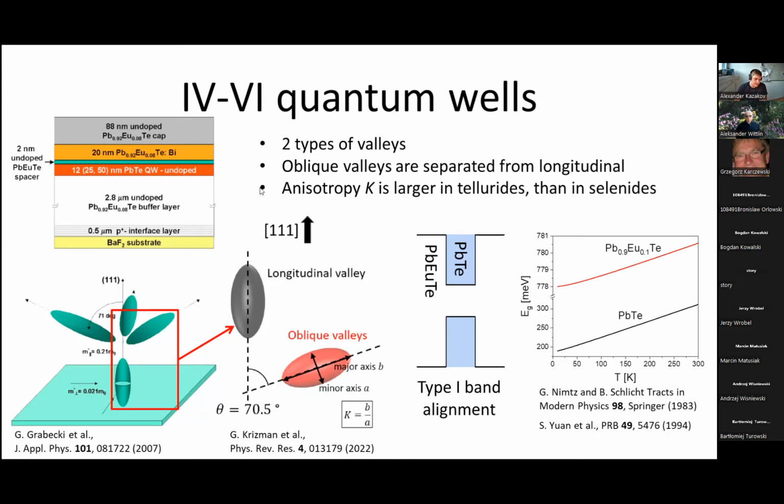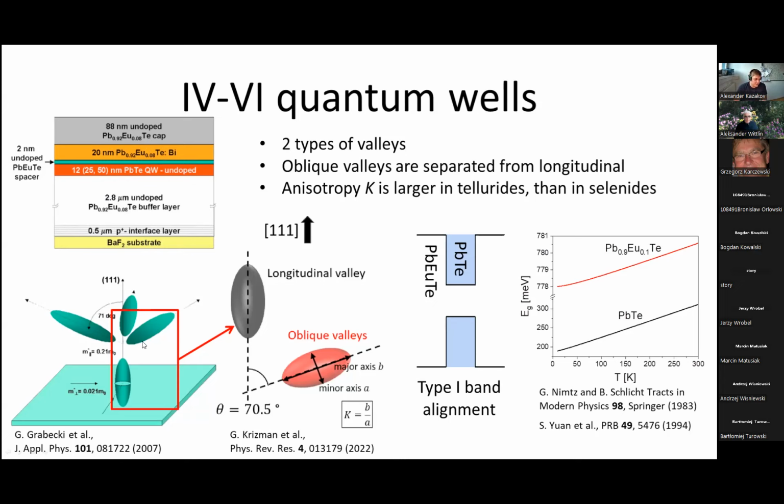And the typical structure looked like this. So on barium fluoride, people grew a pretty thick lead europium telluride buffer, then a lead telluride quantum well. Bismuth was used as a dopant. And then it was followed by a lead europium telluride cap layer.